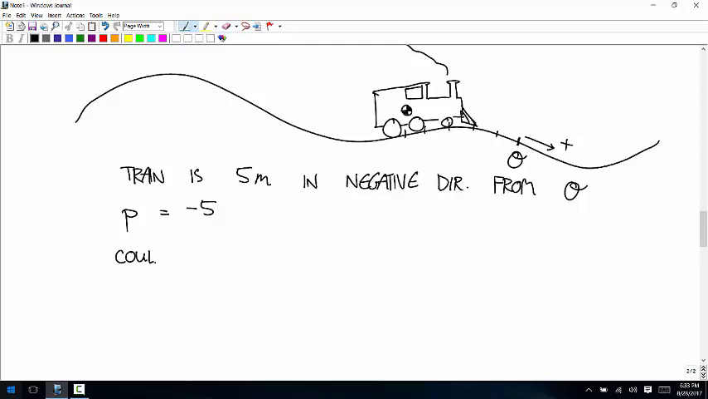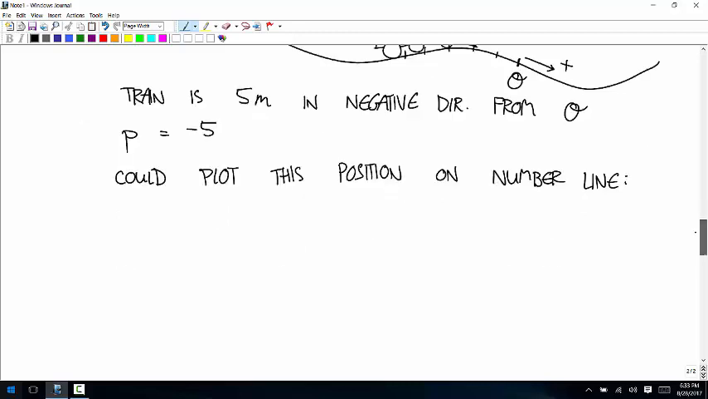If you wanted to plot this, you could plot this position on a number line. And that'll come up a little bit more today. So if this is your number line, this is your 0, 1, 2, 3, 4, 5. So that's the position.